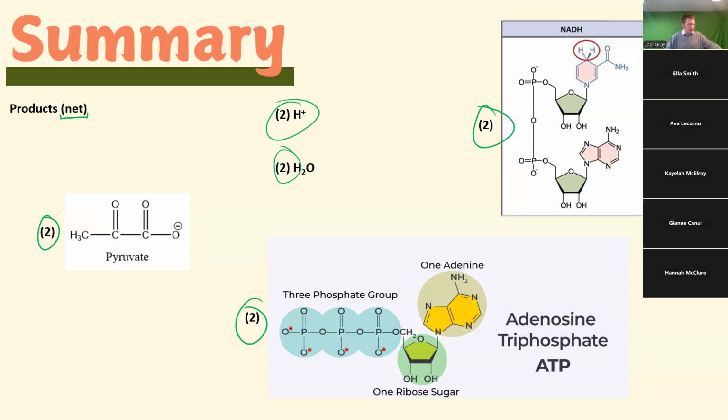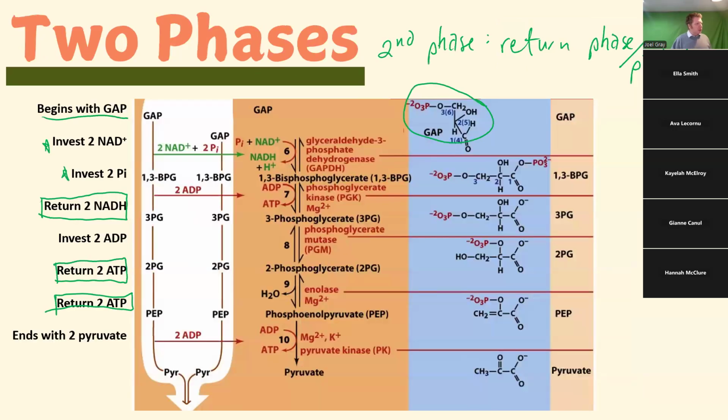Could anyone tell me in the chat how many ATP we invested in glycolysis? 2. Perfect. Now, if you look at this slide right here, specifically right here, how many total ATP are we getting back? Add that to the chat. Total ATP. 4. Okay. So if we invested 2 and we get a total of 4 back, what's our net ATP recovered? 2. Perfect. So that's where that number is coming from.